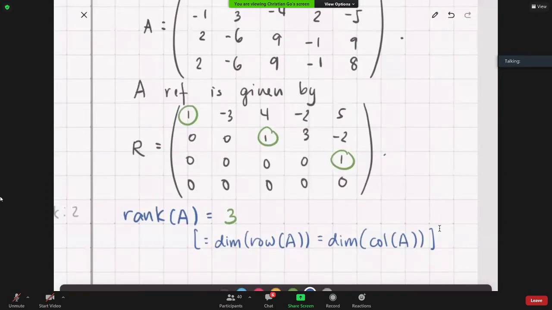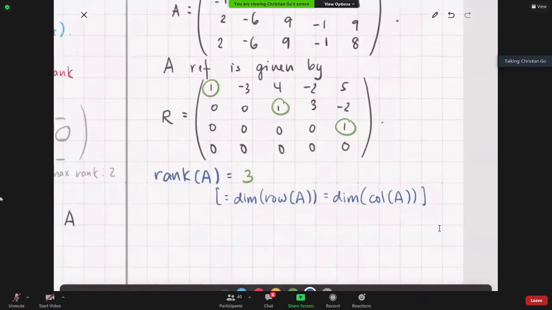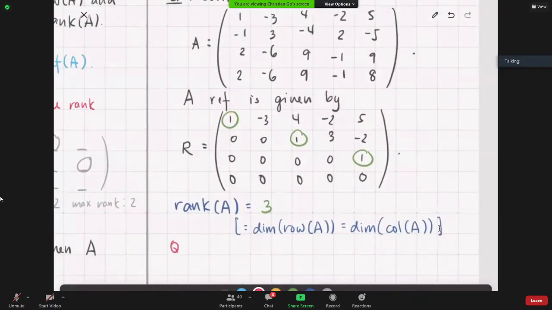Okay. Now, let's spice it up. Question. There's something we haven't seen since the start of class. I introduced the null space and we're like, yeah, we already know what the null space is, we know how to solve it. So I'm going to ask, what is the dimension of the null space?